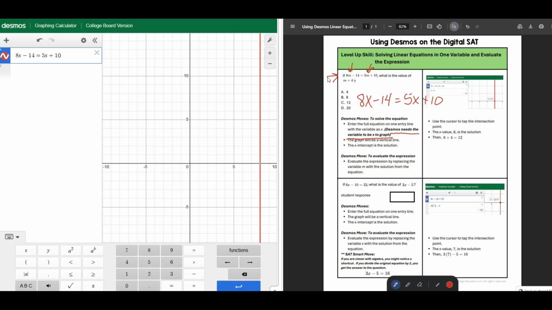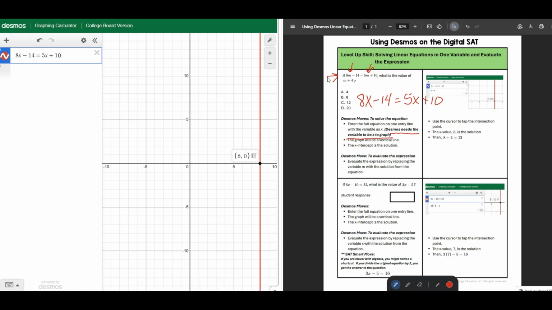Once you get that typed in, you should be able to see a vertical line, and on that vertical line you should be able to hover or use your cursor to tap the x-intercept, and that x-intercept is your solution. So 8 is the solution to this equation. So we have m equals 8.